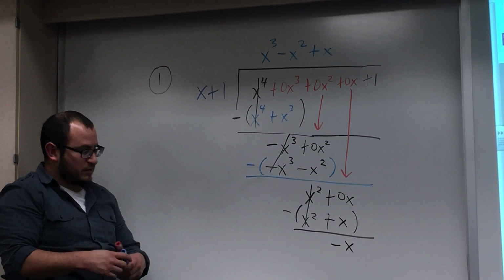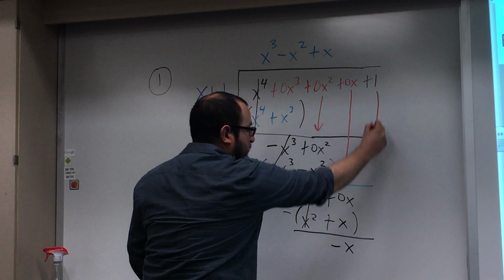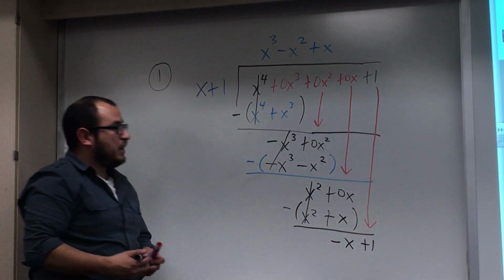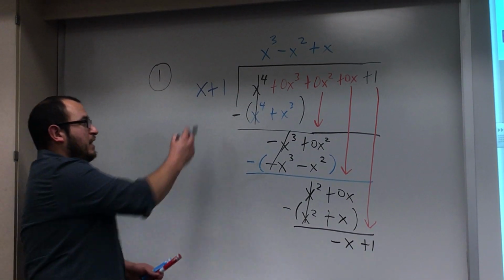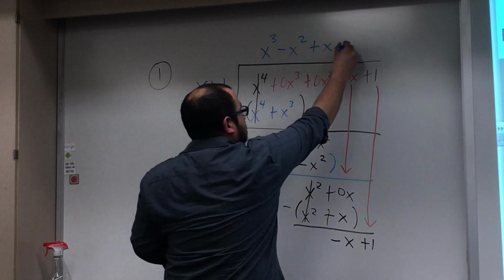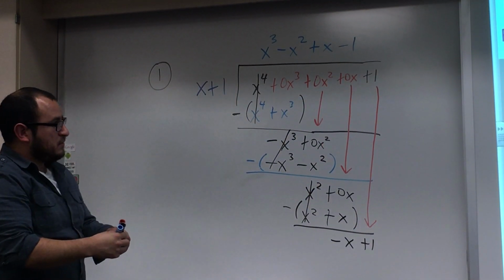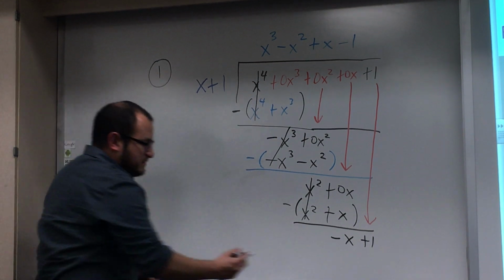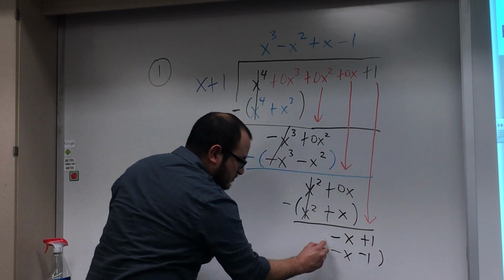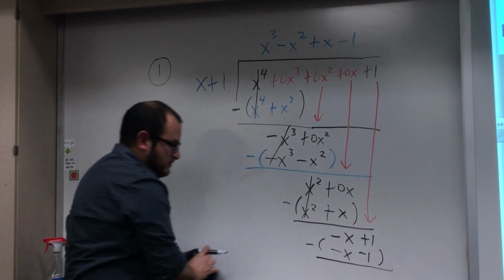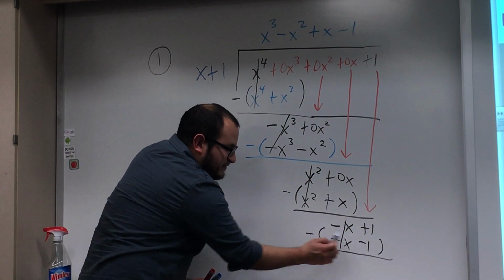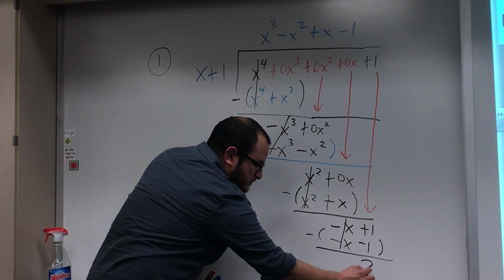Okay. We're almost there. Last, go ahead and bring down the 1. And now you ask yourself, how do you get x to become negative x? You have to multiply by negative 1. Again, multiply that negative 1 times x gives me negative x. Negative 1 times positive 1 is negative 1. I'm running out of room here. Negative times a negative is a positive, so this is gone. A negative times a negative is a positive, 1 plus 1 is 2.